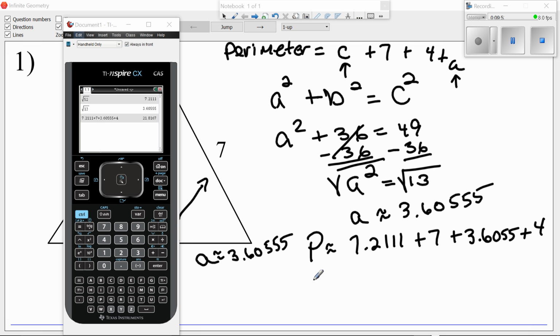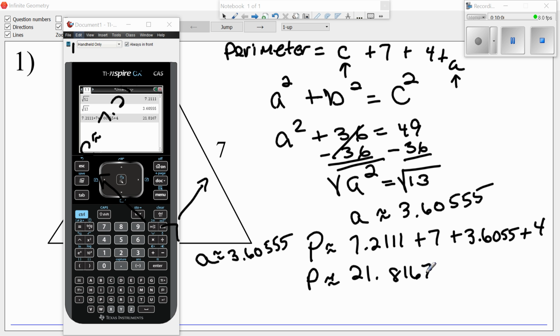So my perimeter is approximately equal to 21.8167. Now this is my final answer. I will round to the nearest tenth, which is right there. Perimeter is approximately equal to 21.8 because if I look to the right, it's 1, which is below 5, and therefore makes it so that I cannot raise this guy to the next level of 9.